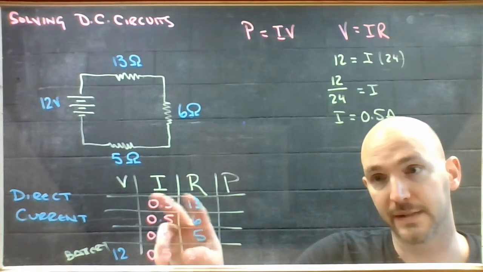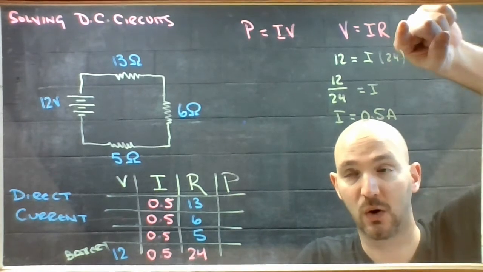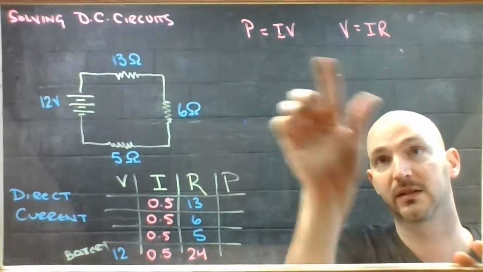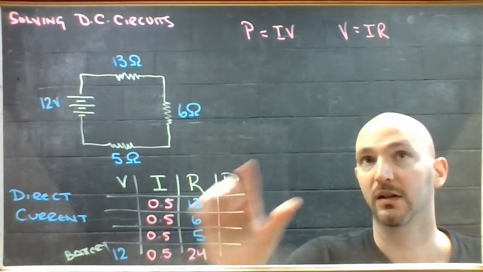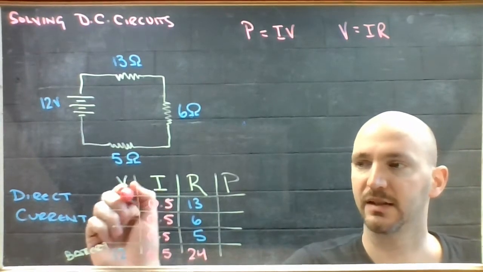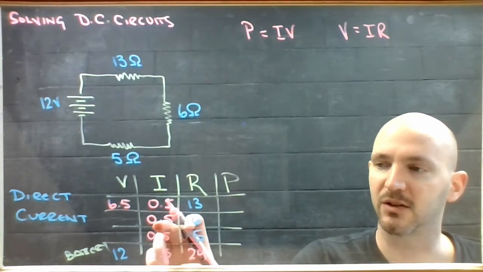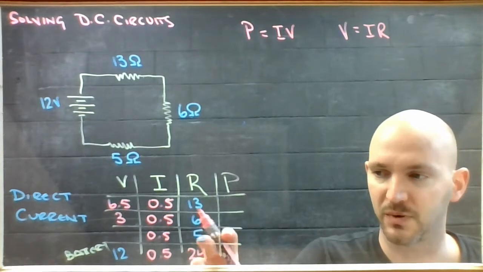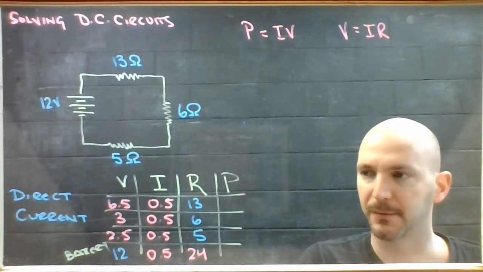And if you look, now that I've done that, I have currents and resistances for all three of these resistors, which means I can use Ohm's law in order to calculate the voltage. Let me get this out of the way. Alright, so if it's current times resistance, 0.5 times 13 would be 6.5 volts. And then 0.5 times 6 would be 3 of those volts. And 0.5 times 5 would be 2.5 of those volts.